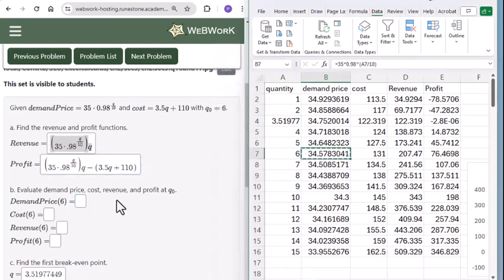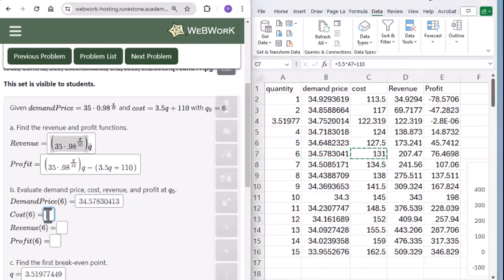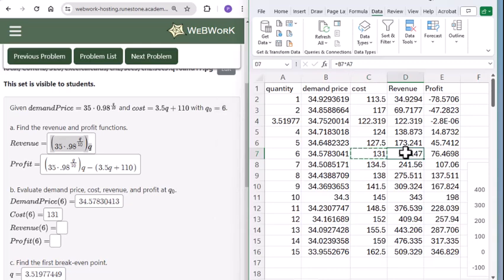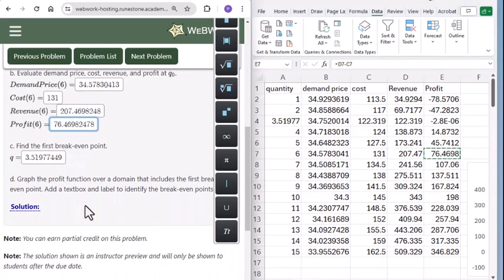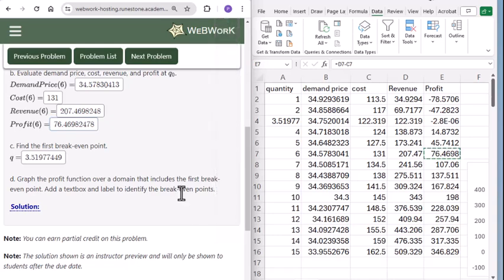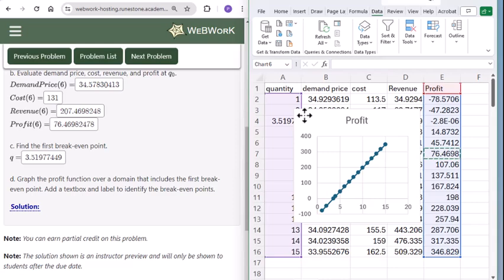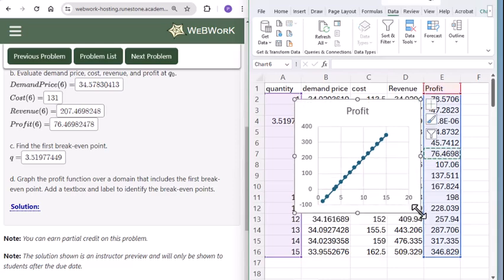Demand price and cost and revenue, and finally profit. Graph the profit function that includes the first break-even point. Okay, here it is.